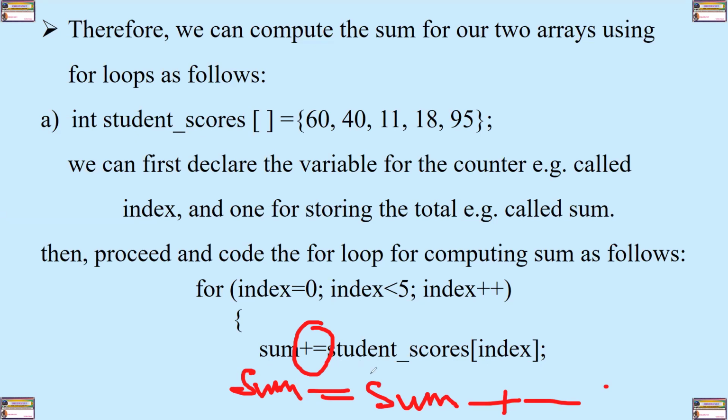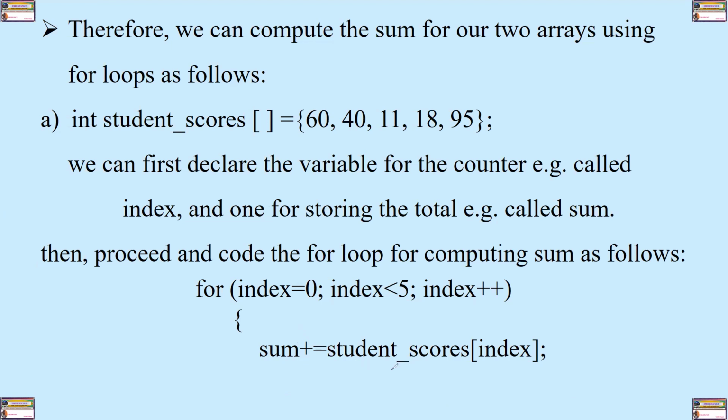What it simply does is help us avoid repeating the word sum. So how do we read it? We read it as: pick the content of the memory location called student scores index, the current index, like 0, and add it to the memory location called sum, and the overall result, assign to sum.